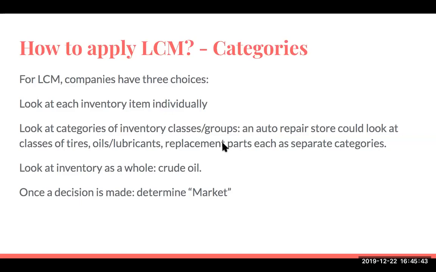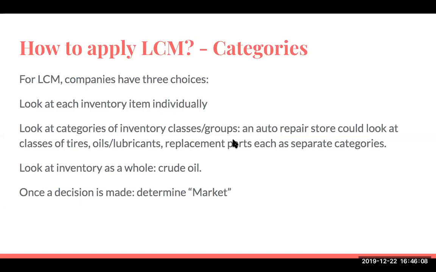For example, instead of looking at each item individually, we could be looking at items in terms of groups. An auto repair store could be looking at classes. They could look at the tires as a group, the oils and the lubricants, the replacement parts. They could be each looking at those in terms of separate categories. They could be comparing the total cost of those items to what the market is.